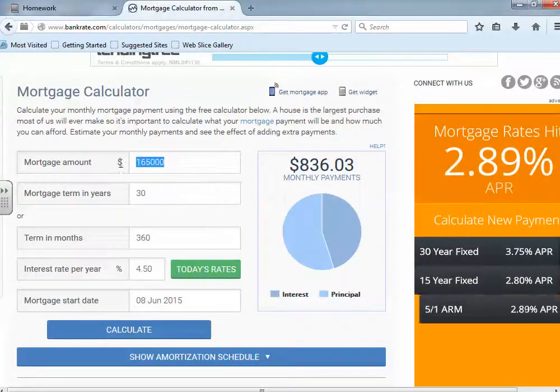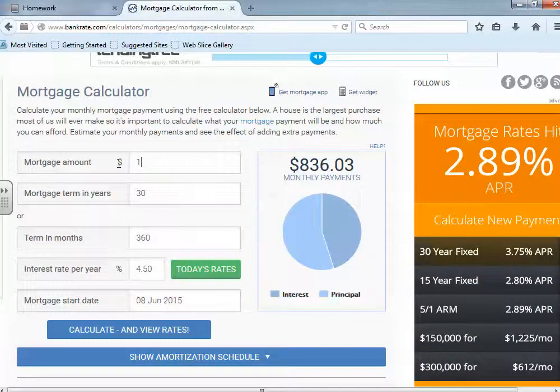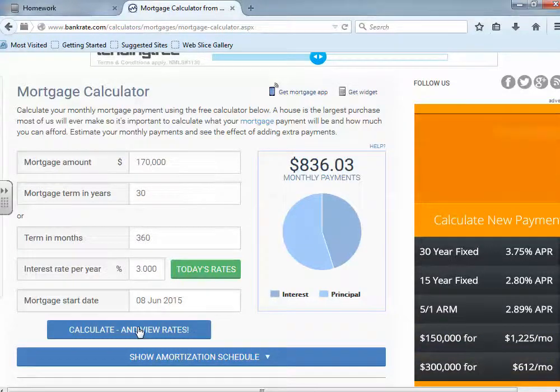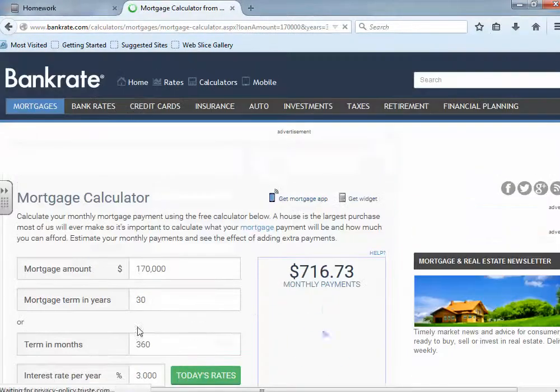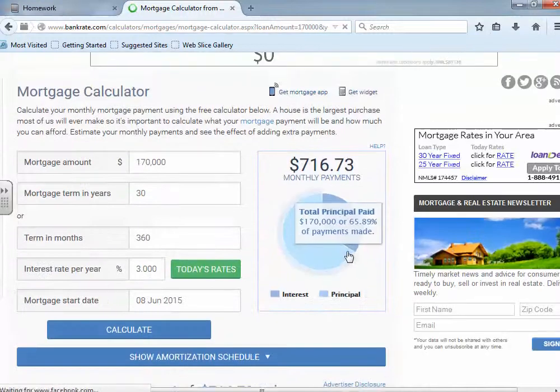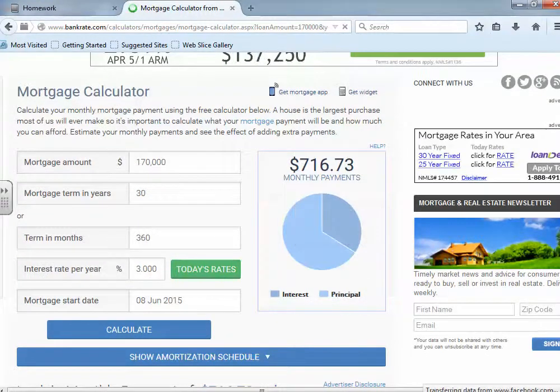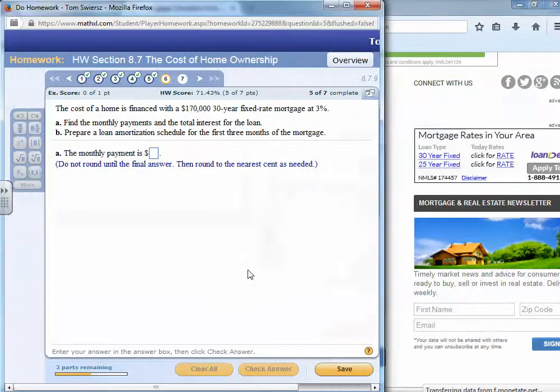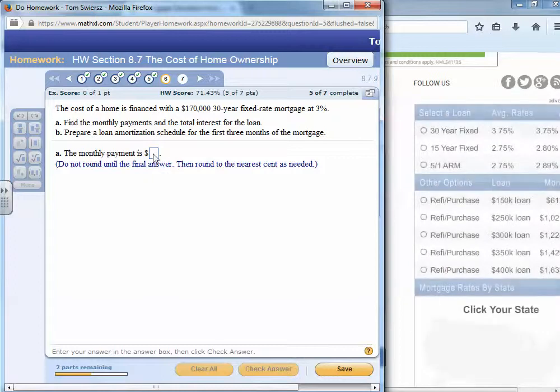And we need to put in the amount of the mortgage, which is $170,000. The number of years is 30. And the percent is 3%. So click on Calculate, and the monthly payment is $716.73, rounded to the nearest cent.